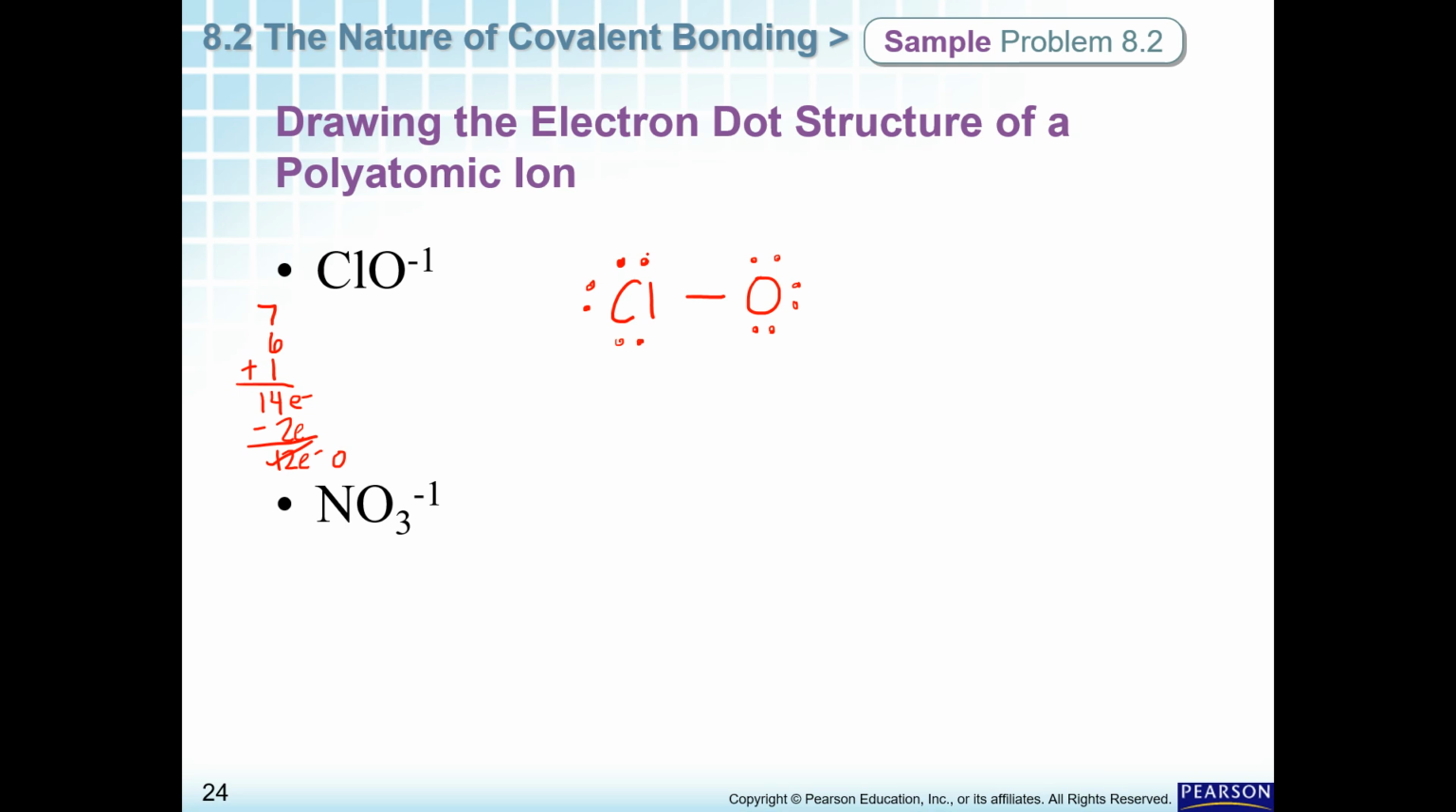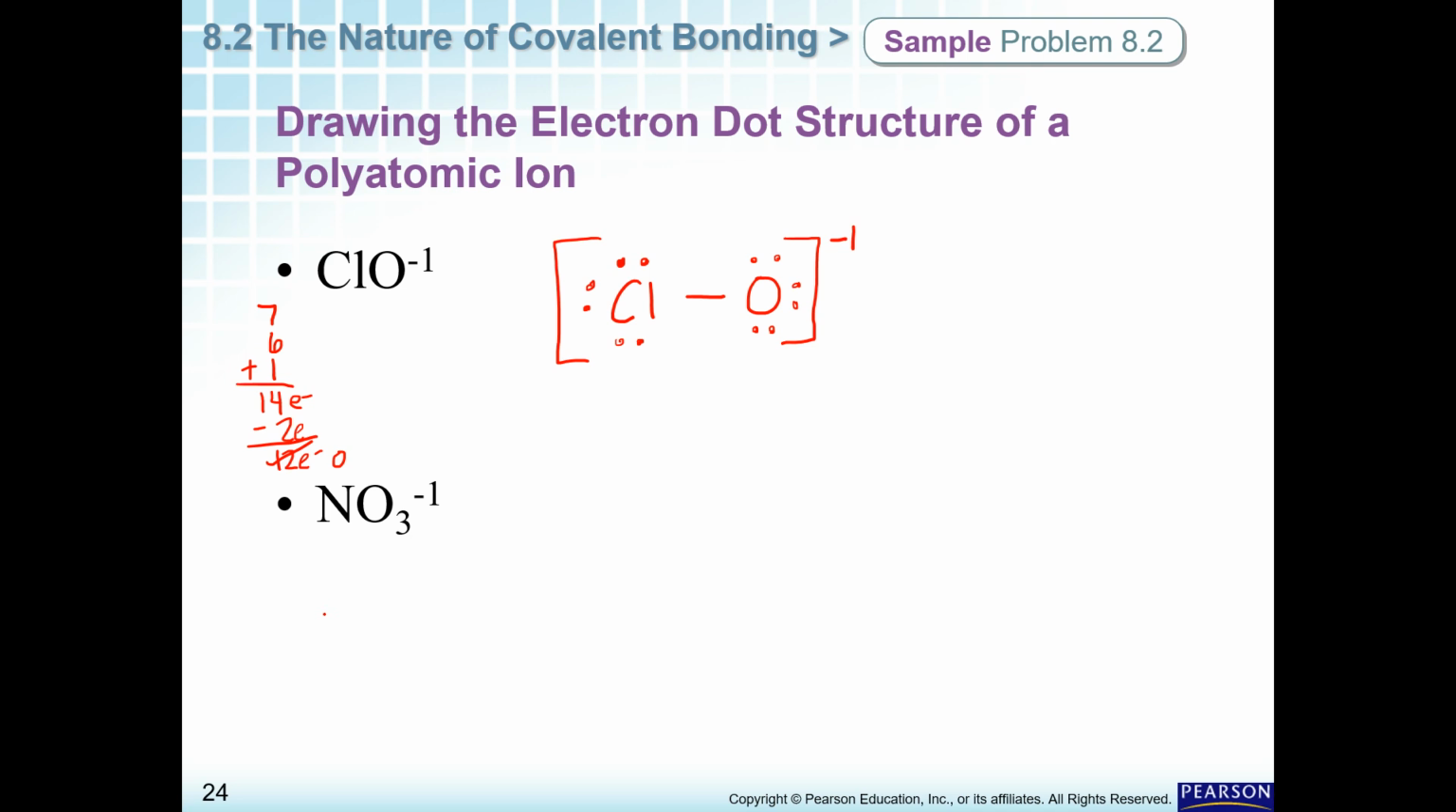Then we need to make sure everybody's happy. Chlorine has 8 around it. Oxygen has 8 around it. Both of them are happy. Because this is an ion, we have to make sure we put brackets. Notice brackets, not parentheses. And put that -1 charge on the outside.